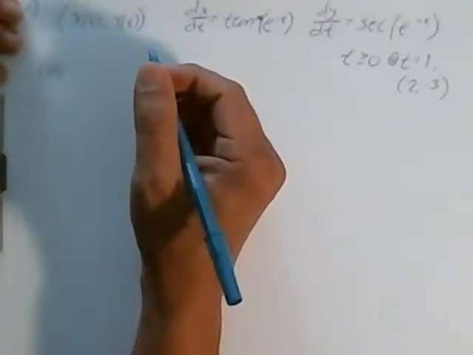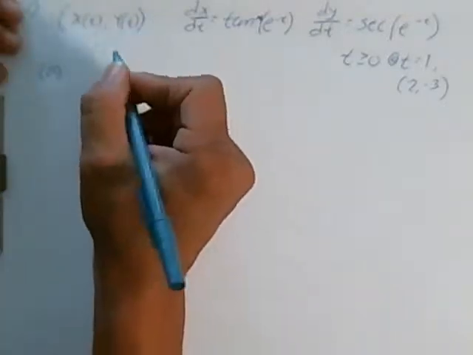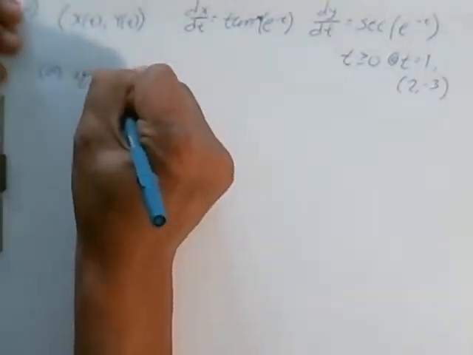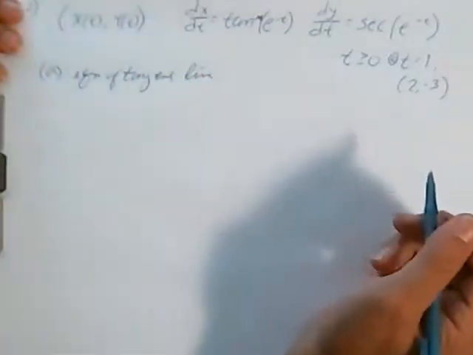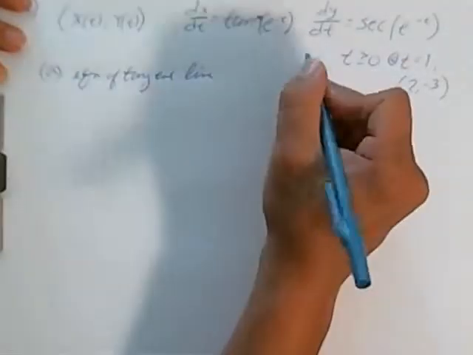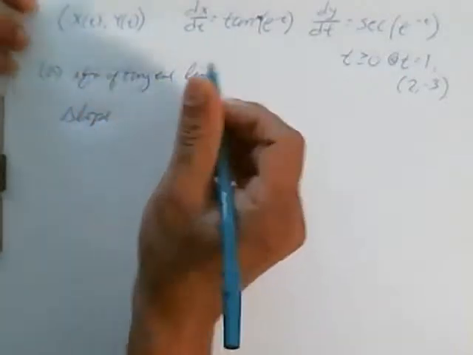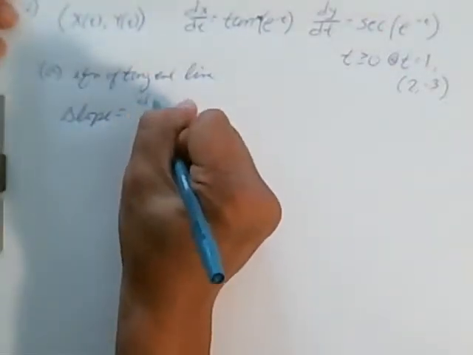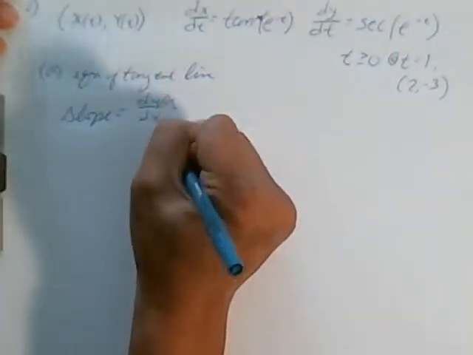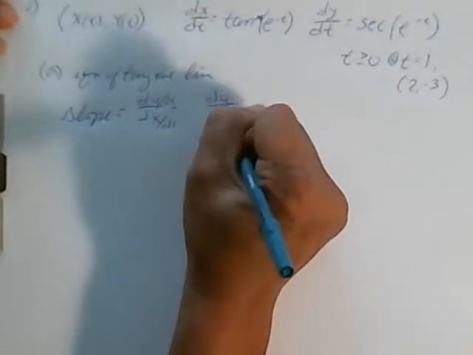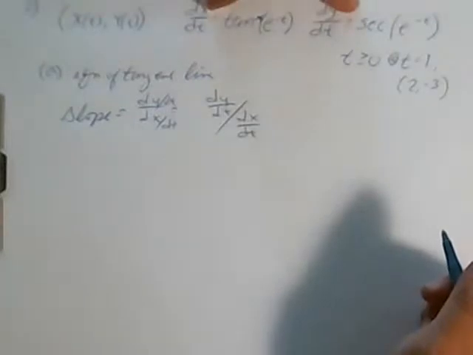It says write the equation of the tangent line to the curve at (2, -3). So how do you find the equation of the tangent line? You have to first find the slope. Slope, if it's given in parametric equations, is dy/dx, which is the same thing as putting dt in the denominator, so it becomes dy/dt divided by dx/dt.